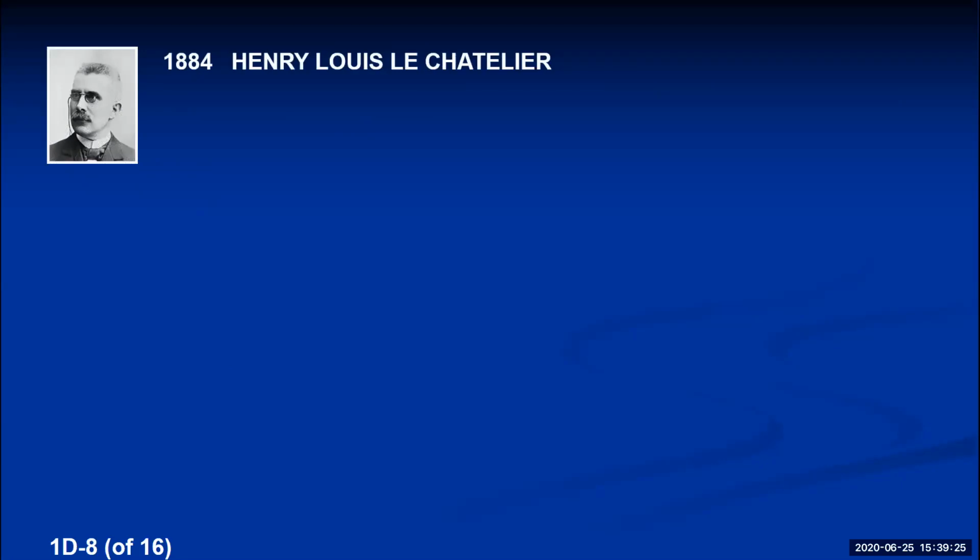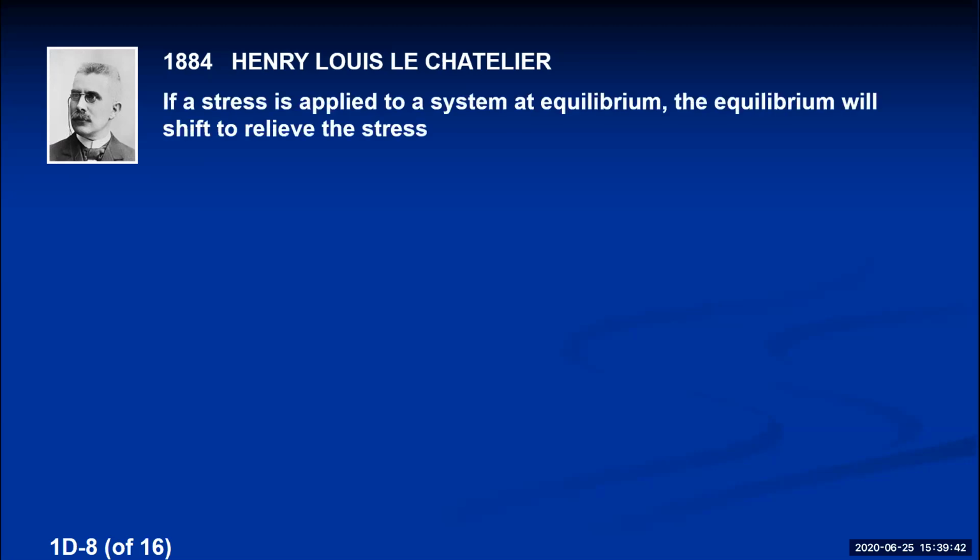Now our final concept in our chapter on equilibrium has to do with a principle derived by Henry Louis Le Châtelier back in 1884. This is called Le Châtelier's principle. And in most high school chemistry textbooks, you may have seen it before. It's almost always written like this. If a stress is applied to a system at equilibrium, the equilibrium will shift to relieve the stress.